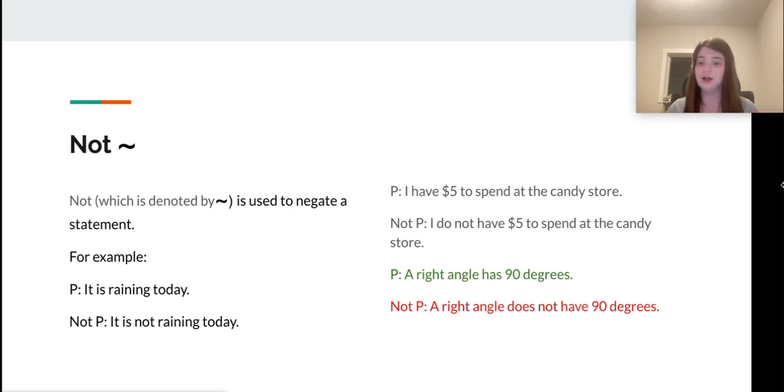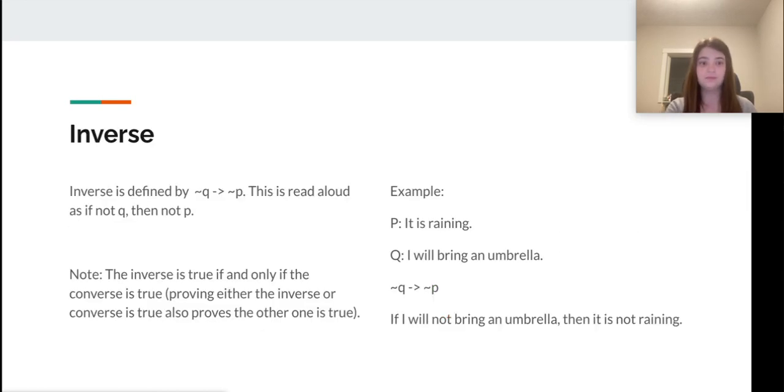Either I have the $5 to spend at the store or I do not have the $5 to spend at the store. And so if one is true, the other is false, and vice versa. Now let's talk about the inverse. The inverse is defined by not Q implies not P, or can also be described as if not Q, then not P. So here's an example.